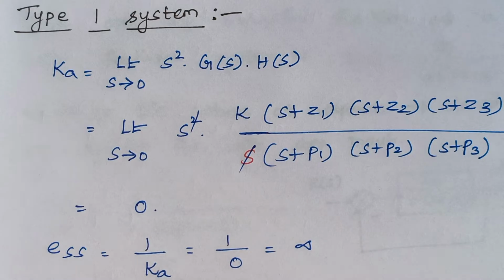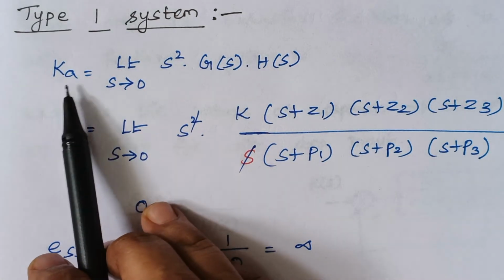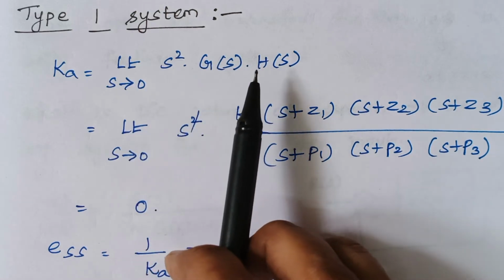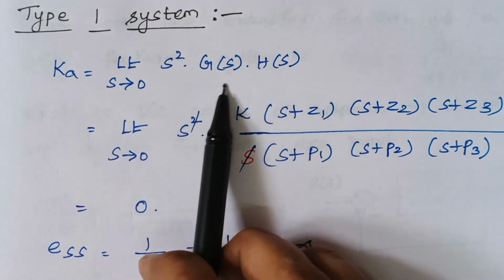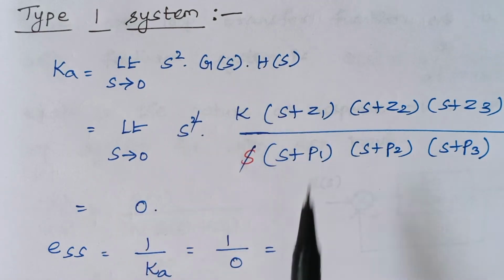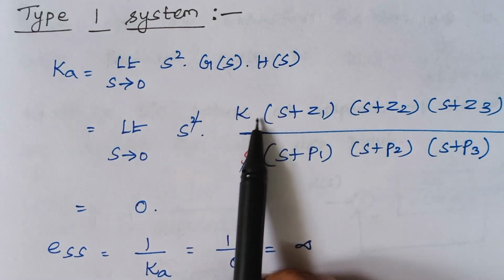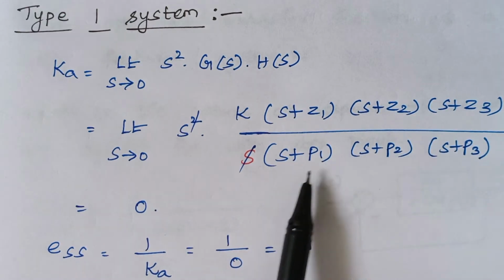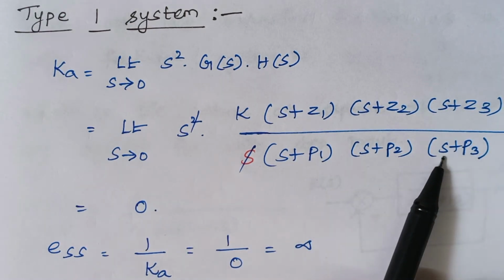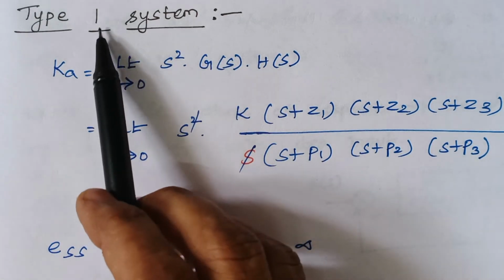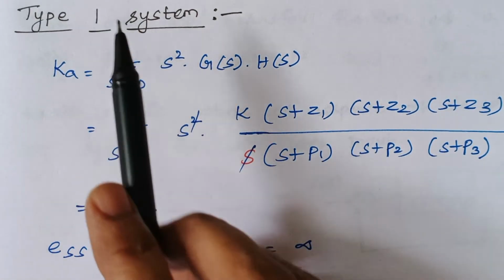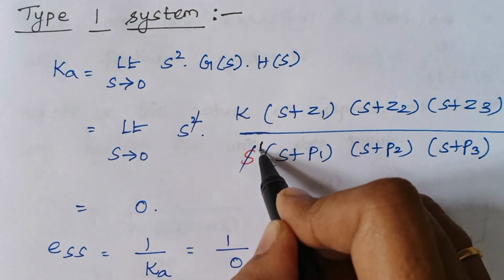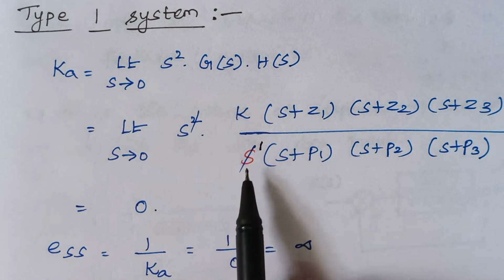Now we are moving to the type 1 system. Again Ka is given by limit s tends to 0 of s square into G(s) into H(s). The general representation of G(s) into H(s) is the same again: K into (s plus z1)(s plus z2)(s plus z3) divided by (s plus p1)(s plus p2)(s plus p3). Here we are discussing the type 1 system, so the denominator part should consist of an s with the power 1. This is known as a type 1 system.